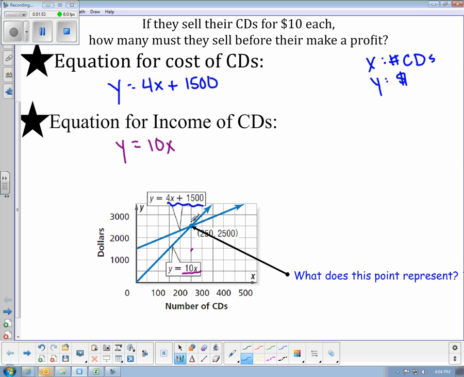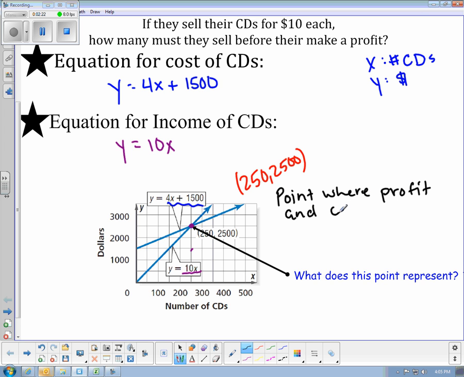So you can see that there's a point of intersection here. Okay, we've got a point of intersection, and that point of intersection is at 250, 2500. Now what we want to ask ourselves is, what is that representing? What does that mean? Well, this point is telling us that it's kind of like his break-even point. It's the point where profit and cost are the same. The point where profit and cost are equal. So we've referenced that as the break-even point.